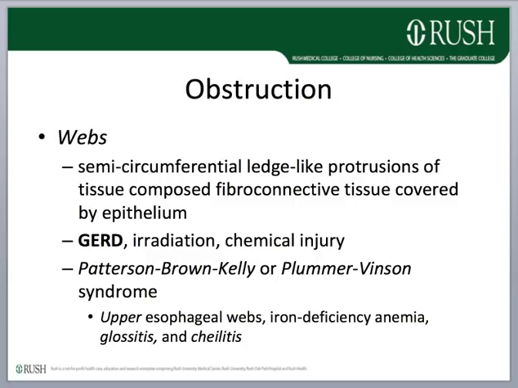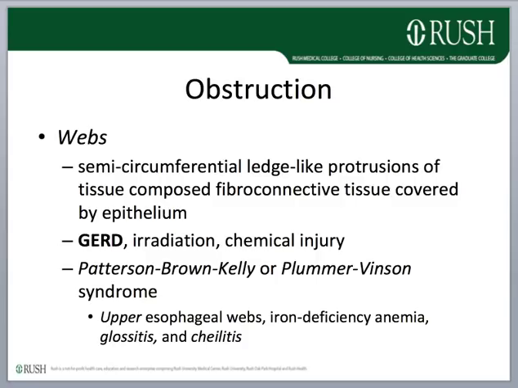Now, there's a specific syndrome. This is a little trivia, but something that, again, seems to be tested upon a lot, not by me, but in the Step 1 type exam. This syndrome goes by not one, but two different eponyms, Patterson-Brown-Kelly or Plummer-Vinson syndrome. This syndrome comprises the occurrence of upper esophageal webs, iron deficiency anemia, glossitis, and cheilitis.